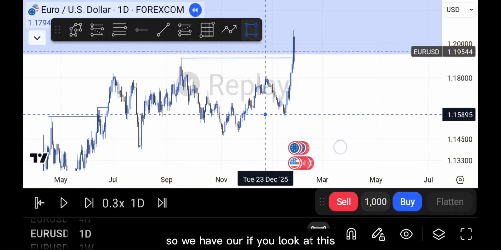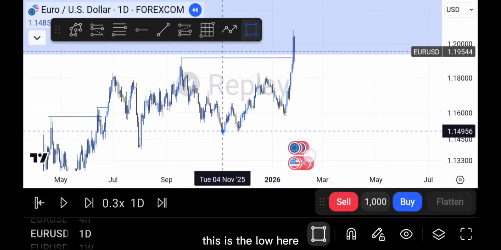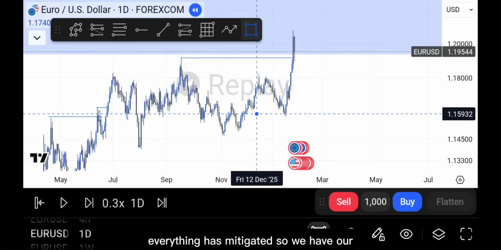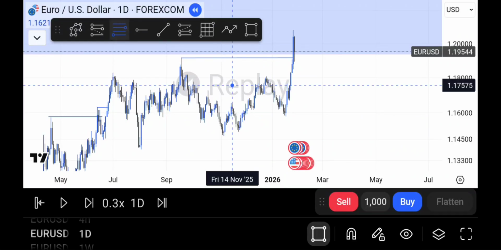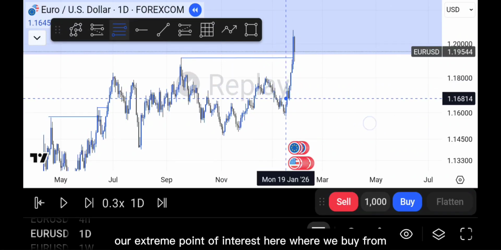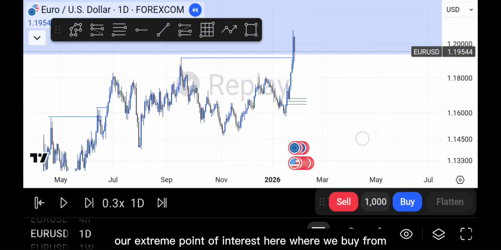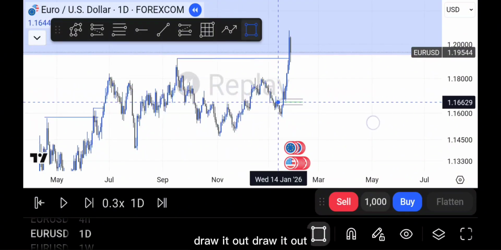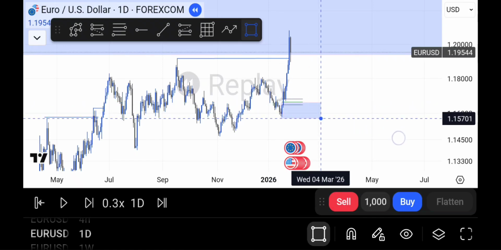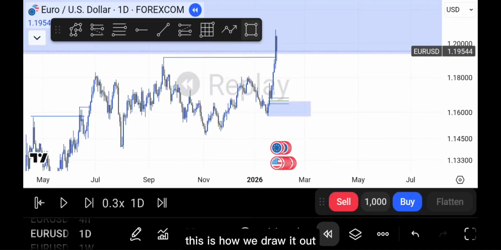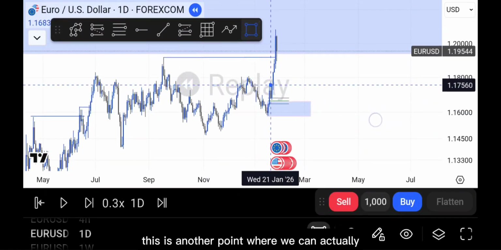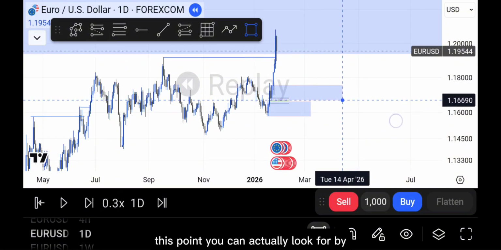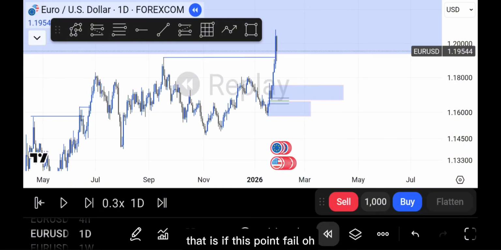So if you look, this is the low here, everything has mitigated. So we have our extreme point of interest here where we buy from. So let's draw it out. This is how we draw it out. This is another point where we can look for buys. This point you can look for buys, that's if the first point fails.